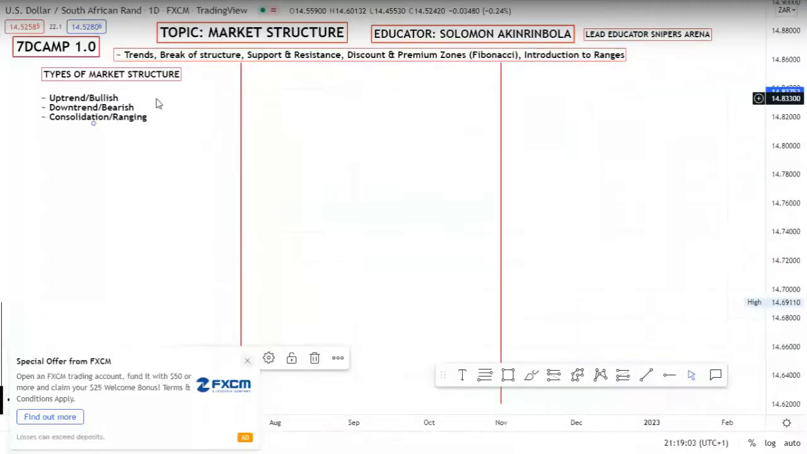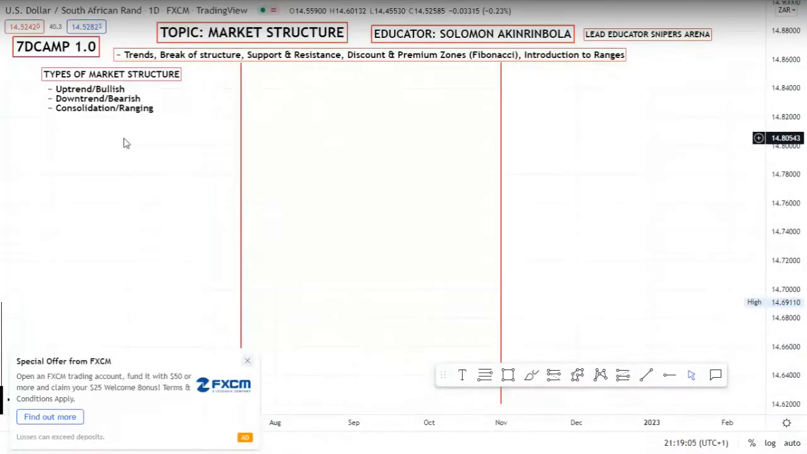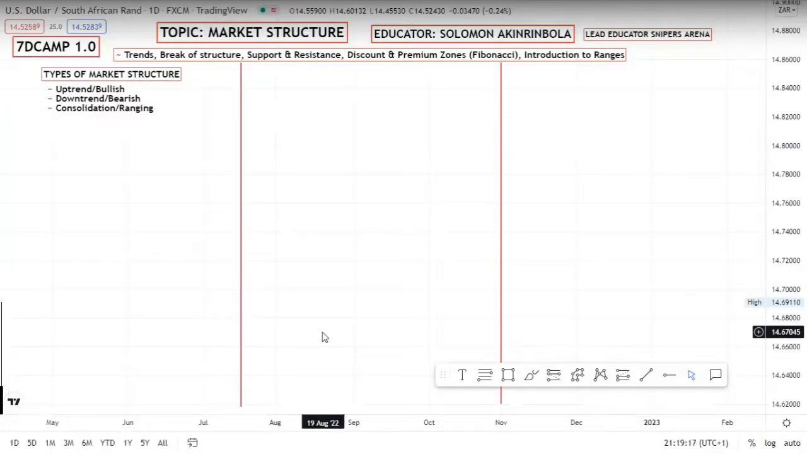So we have three types of market structure. We have the uptrend or the bullish, we have the downtrend or the bearish, we have consolidation or ranging market. These are the three types of market structure that we have, and these are just the three directional paths where the markets move. Either it's on a higher time frame or a lower time frame, either it's on a monthly time frame, a daily time frame, even on the 1 second time frame. The market is either bearish or downtrend, bullish, uptrend, or it's consolidation.